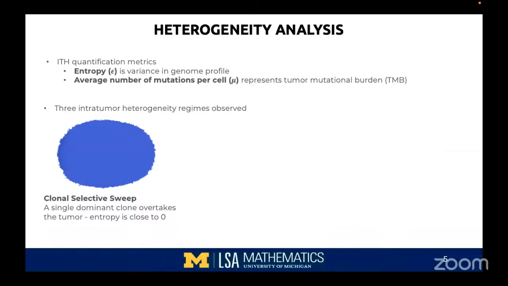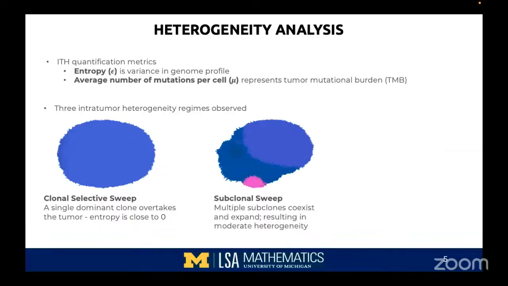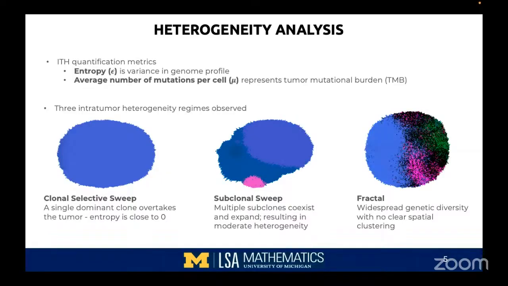And then we have some fun observations. We actually find that there are three different intratumor heterogeneity regimes. The first is that clonal selective sweep we talked about, where a single dominant clone takes over the whole population. This is the case where entropy would be very close to zero. Then we have subclonal sweeps, where multiple subclones coexist and expand. So kind of like medium heterogeneity. And then finally, we have the fractal regime, where there's a very complex spatial structure and widespread genetic diversity.